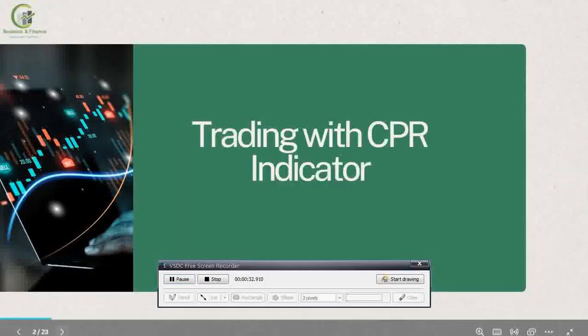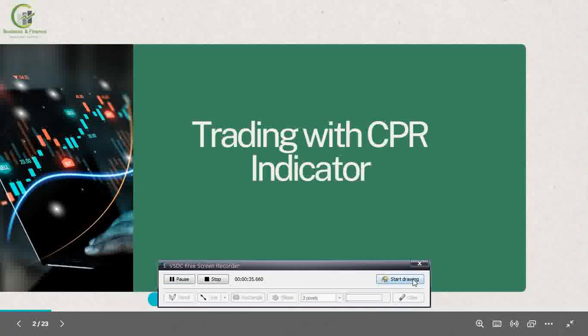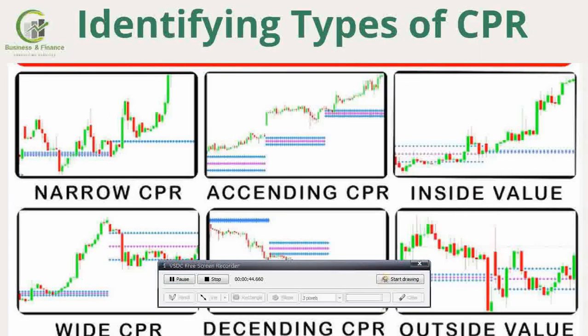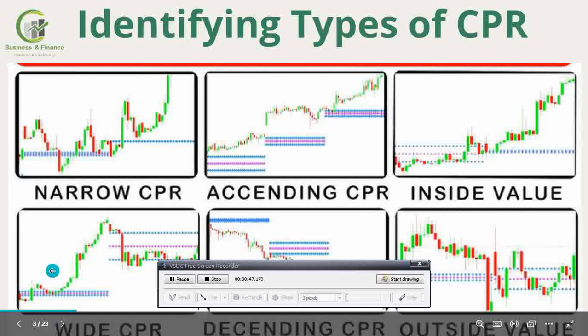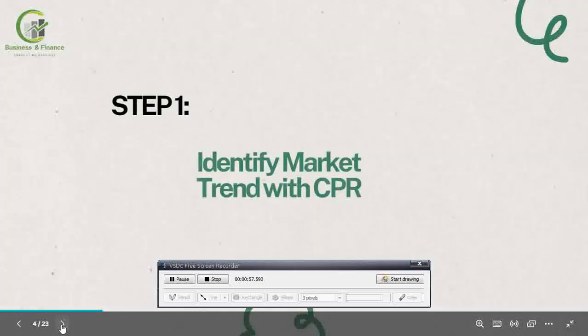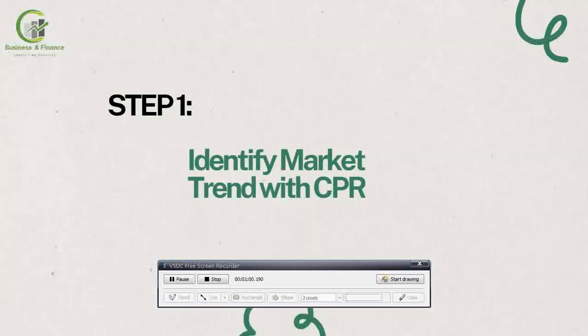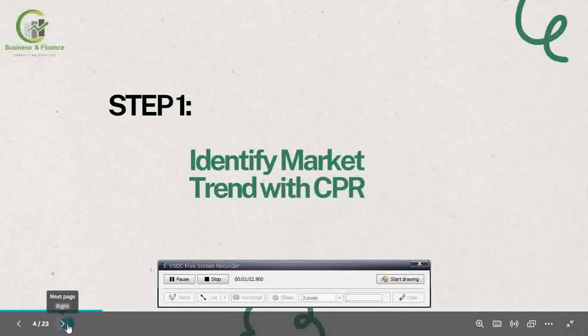Trading with CPR indicator and how to analyze it. Last time we discussed the types of CPR and identifying them. We have 6 types of CPR: narrow, ascending, inside, wide CPR, descending, and outside value CPR. So first of all, before the market hours, we have to identify the market trend with the help of the CPR.